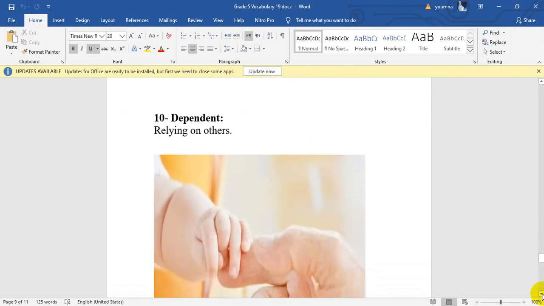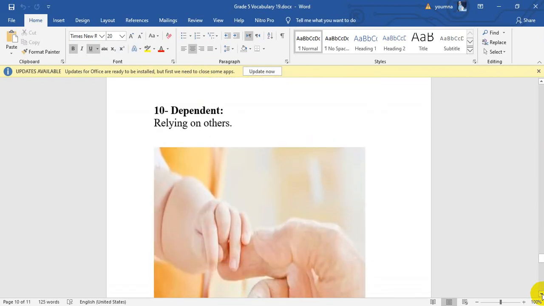And then number 10, the last vocabulary word with us is dependent. It's relying on others, like the baby. The baby is dependent. It depends on its mother or the parents.